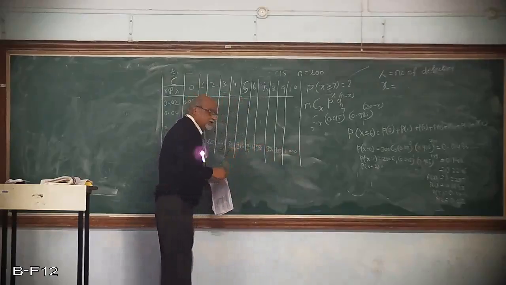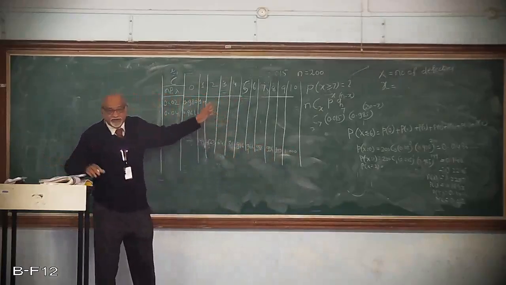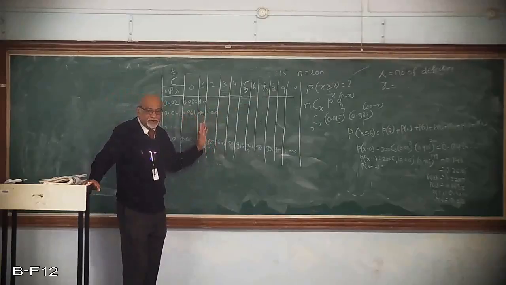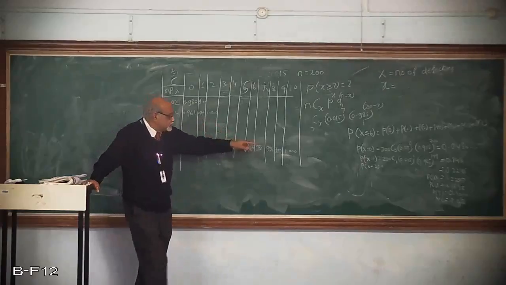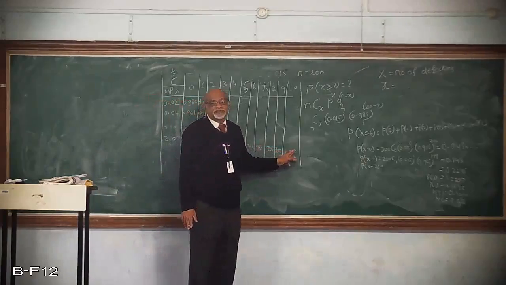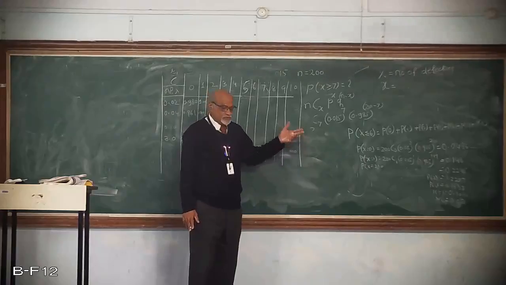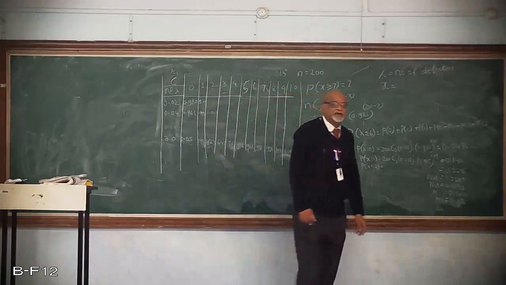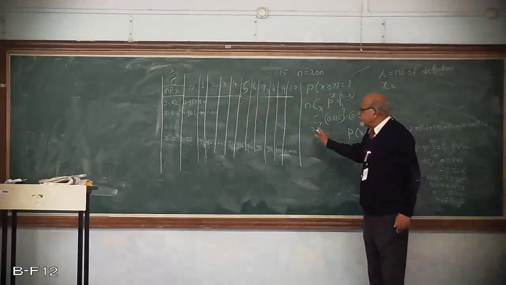So what does it mean? It stops here at 10. If the average value is 3, then the probability that it contains more than 10 defectives is almost 0. You don't find 11 defectives, almost 0. Even if you substitute in the equation, you will find that. That is what it means.